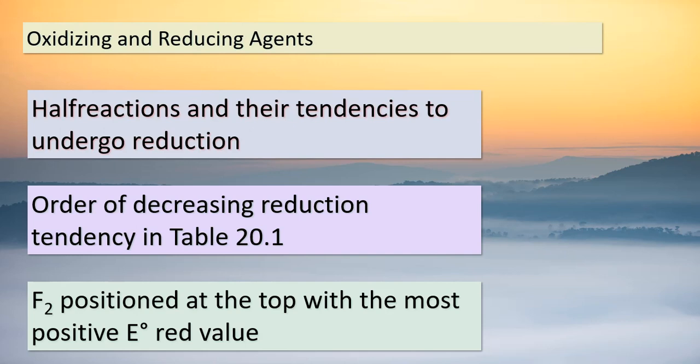Take note that the order is based on the decreasing tendency to undergo reduction. Now, focusing on F2, which is positioned right at the top of the table. This means it boasts the most positive value for E°red. As a result, F2 takes the lead as the species most easily reduced, making it the strongest oxidizing agent within this context. Keep this insight in mind as we explore further.